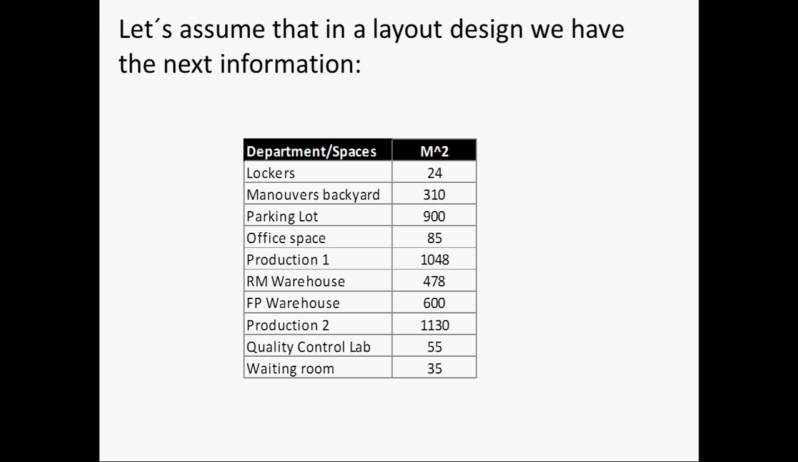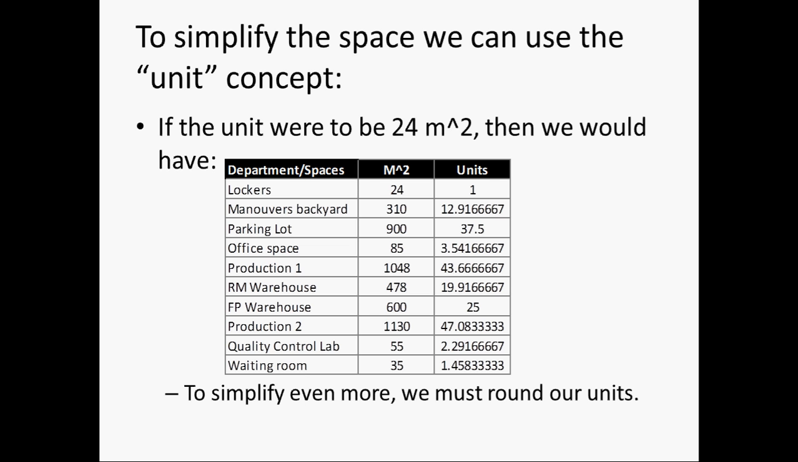and the required space for each of these departments in square meters. To simplify the space, we can use a unit concept. If the unit were to be 24 square meters, then we would have these units for each department. I'm using 24 square meters because the smallest department is lockers and it has 24 square meters. We should use a unit that is useful to simplify the number of units.